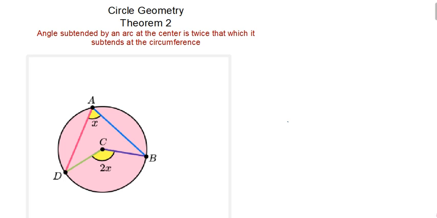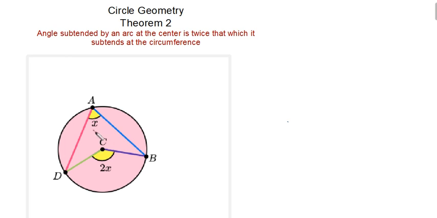Now, the last class we talked about theorem 1, and that is angles in the same segment. Today we'll be talking about another theorem, and this theorem says that the angle subtended by an arc at the center is twice that subtended at the circumference. In short form, you can just say angle at the center is twice angle at the circumference.